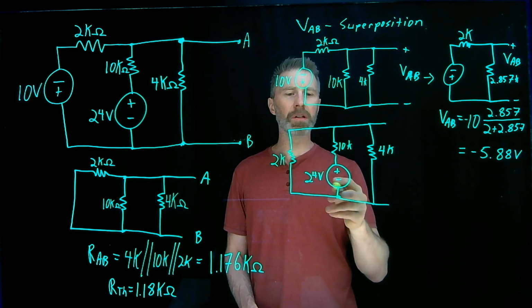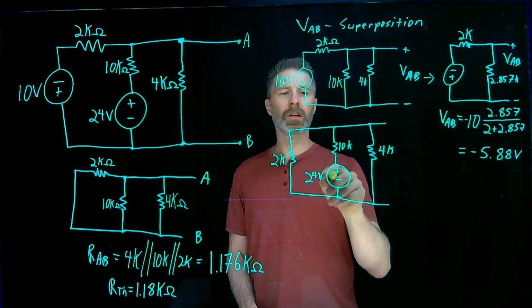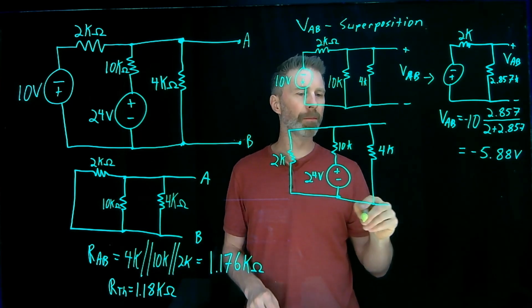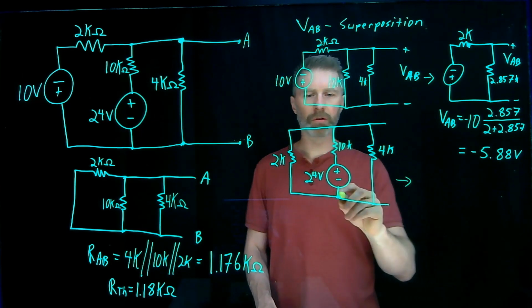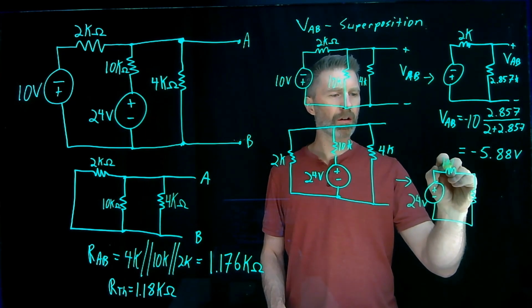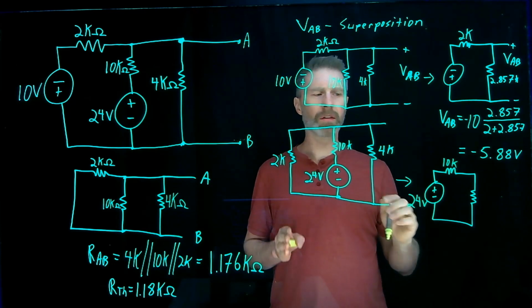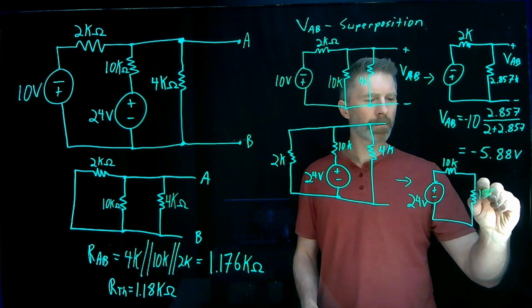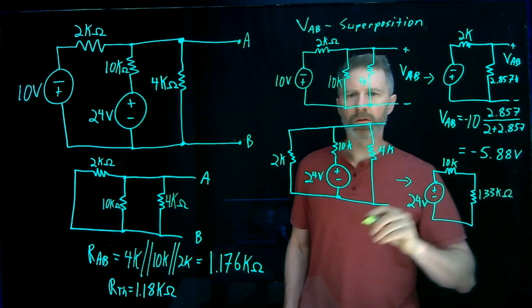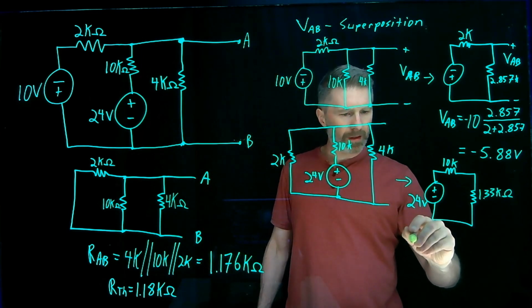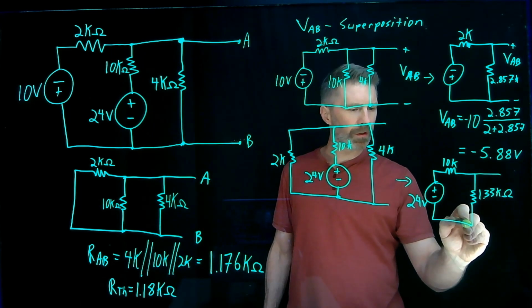with the only difference being that it's the 24 volt source with the 10 in series with the 10K, and then the 4K and the 2K are now in parallel. So I can reduce this down to this circuit, 24 volt source, the 10K in series with that, the 4K and the 2K are in parallel with each other. Gives me a 1.33 kilo ohm equivalent resistance there. And then the voltage between those 2 points is the voltage I care about.